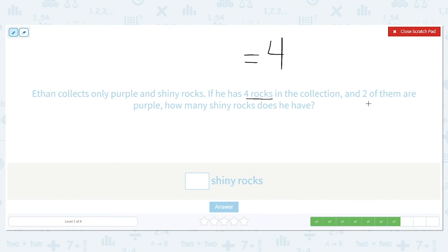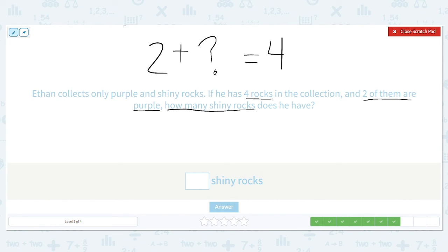How many of them are purple? 2. We know 2 are purple. What do we want to know? How many shiny rocks? Do we know what number is for the shiny rocks? We don't, so we need to figure that out. So our equation is 2 plus the number equals 4. So we need to think, what number plus 2 equals 4?